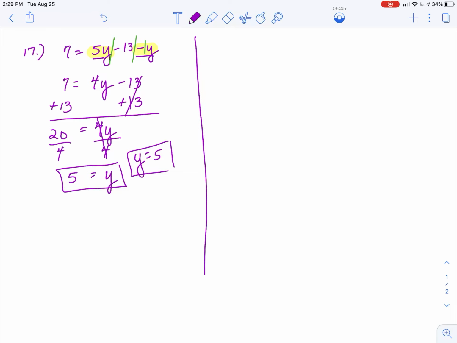Number 18, I'm going to put it on this side, is 7m minus 4 minus 9m. Now, this particular one has a lot of things happening, a lot of operations. Well, it's got one operation, basically. Everything's being subtracted, but I see many terms here. I have 4 different terms.